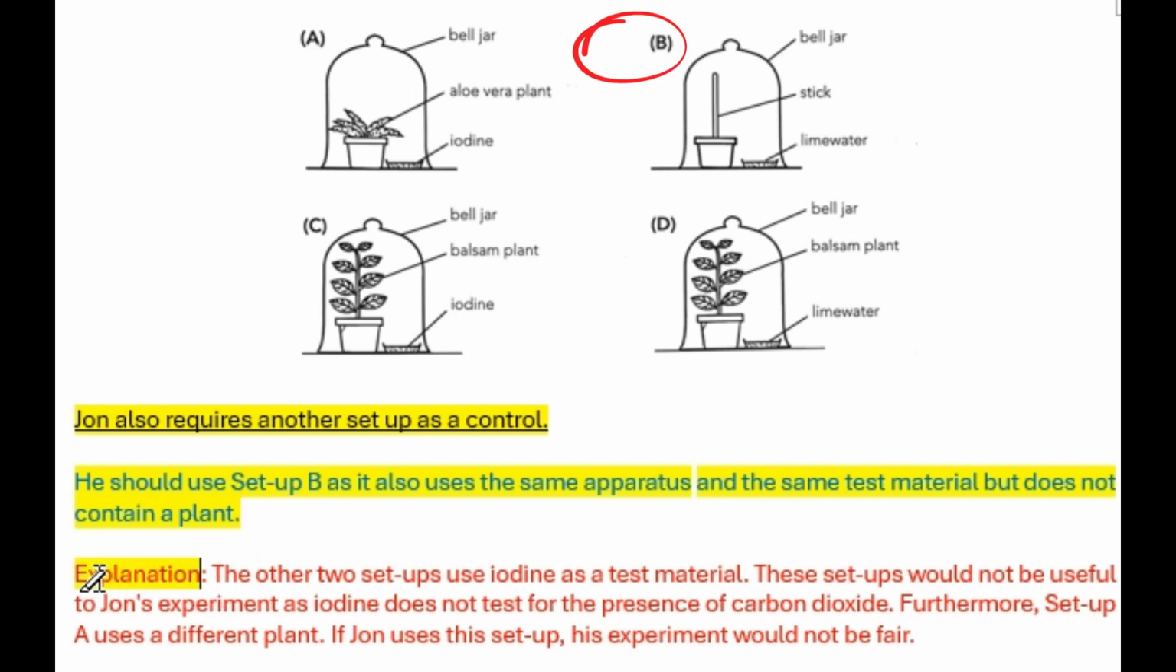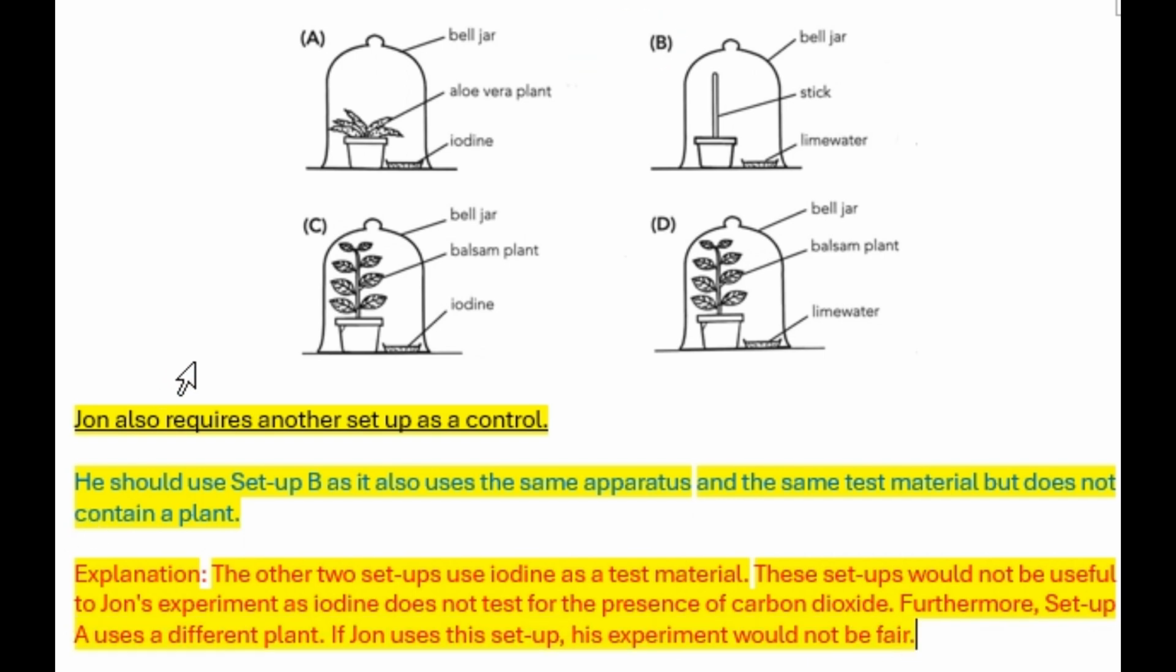Explanation: the other two setups use iodine as a test material. These setups would not be useful to John's experiment, as iodine does not test for the presence of carbon dioxide. Furthermore, setup A uses a different plant. If John uses this setup, his experiment would not be fair.